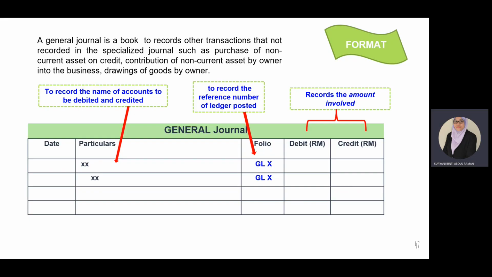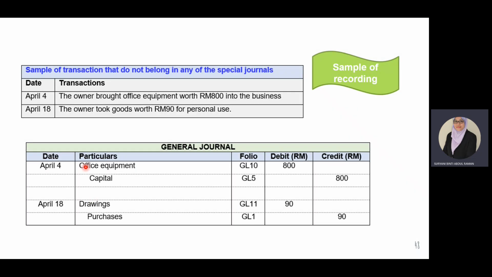Okay, last but not least, we come to the general ledger. As I mentioned just now, the general ledger is a book to record other transactions that are not recorded in the specialized journal. So this is the format. We start with date, followed by the particulars. Particulars refers to the names of accounts that need to be debited and credited, and then we record the folio. So I think up to this point, you already understand what folio is, and the amounts that you need to debit and credit. Okay, let us look at these two examples.